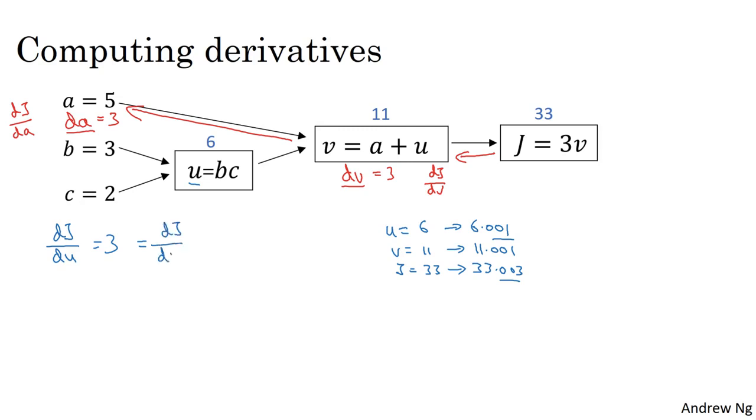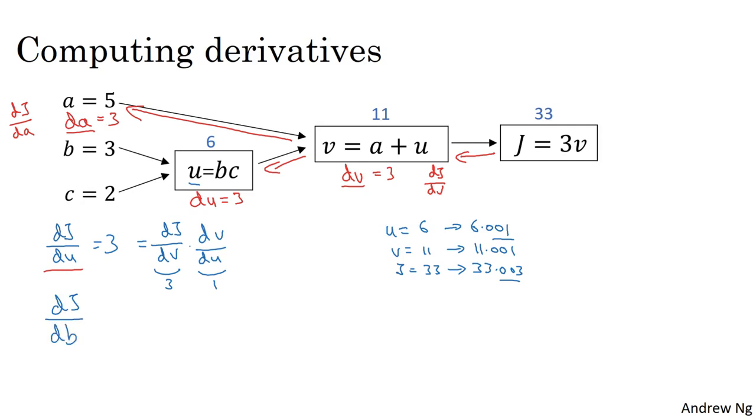This is actually computed as dj dv times dv du, where dj dv we had already figured out was 3, and dv du turns out to be equal to 1. So with one more step of backpropagation, we end up computing that du is also equal to 3. And du is, of course, just dj du. Now, we'll step through one last example in detail. So what is dj db, right?